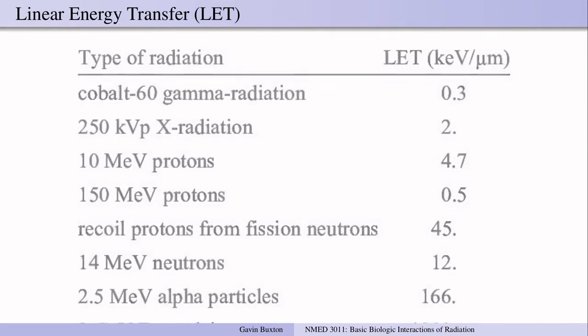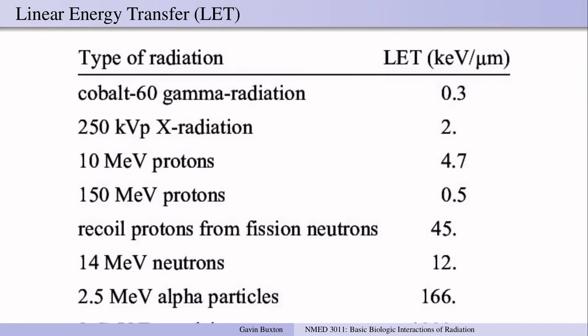So here's a table of different LETs for different types of radiations. Highly ionizing particles, like the alpha particles and neutrons, have appreciable mass and sometimes charge too, and therefore a greater probability of interacting with matter. Hence the reason for their high LETs.